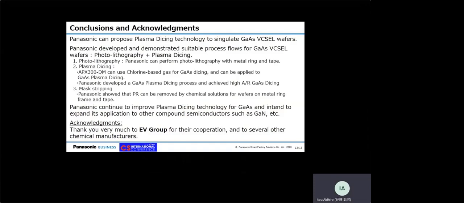The second is plasma dicing technology. Panasonic APX dicer module can be applied to gallium arsenide plasma dicing by using chloride-based gases. High aspect ratio gallium arsenide dicing can be achieved. The third is mask stripping technology. Panasonic showed photoresist can be removed by chemical solutions for wafers on metal ring frame and tape. Panasonic continues to improve plasma dicing technology for gallium arsenide and intends to expand its application to other compound semiconductors, such as gallium nitride, etc.